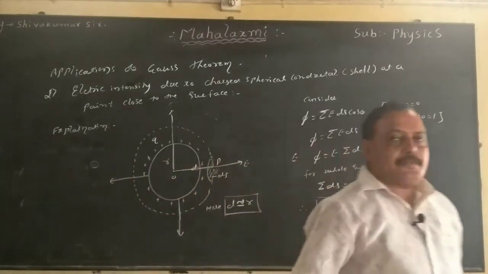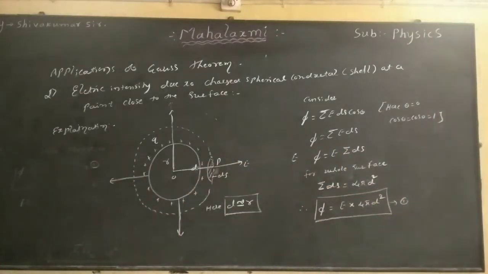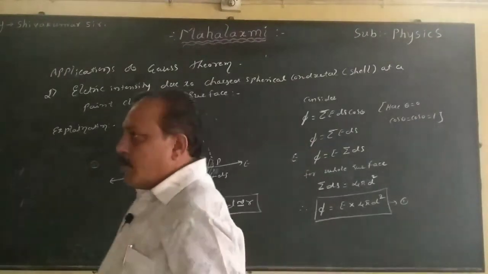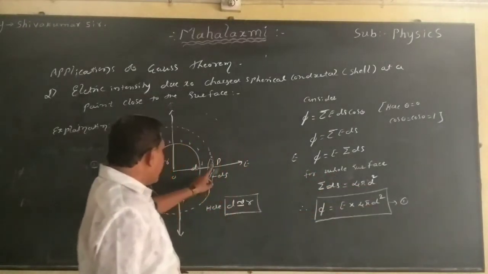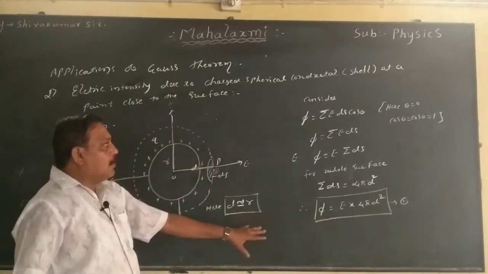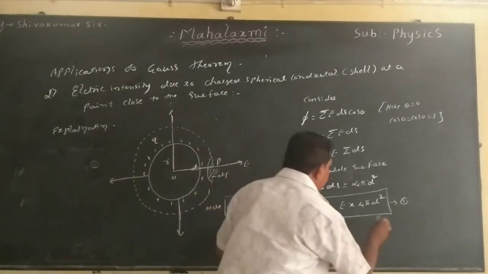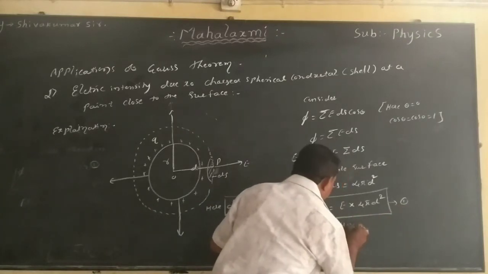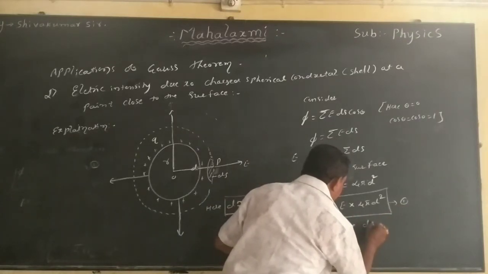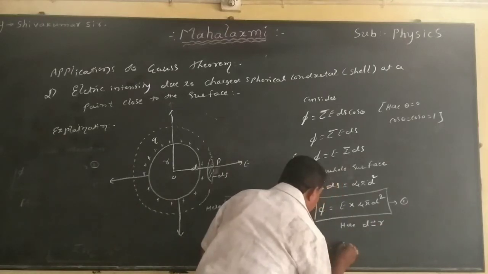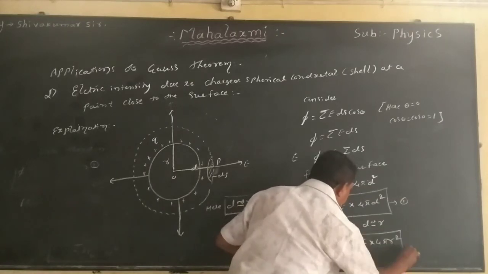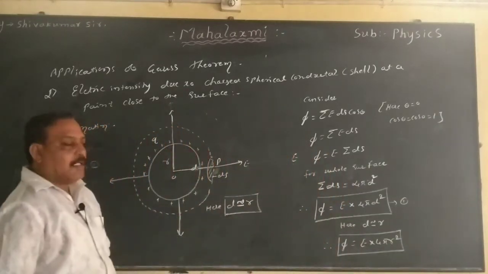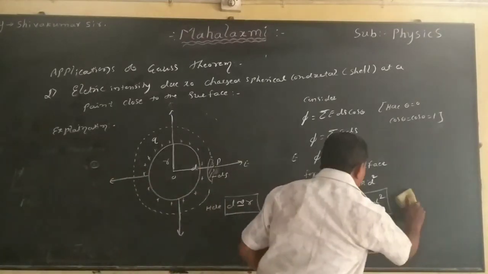Now this is my figure. I keep the same thing as it is. Here, replace d by r. Still the point is outside. I take the same point. Then here d is nearly equal to r. Therefore, phi equals E into 4 pi r square. Is it clear? Then I call this equation number 1.